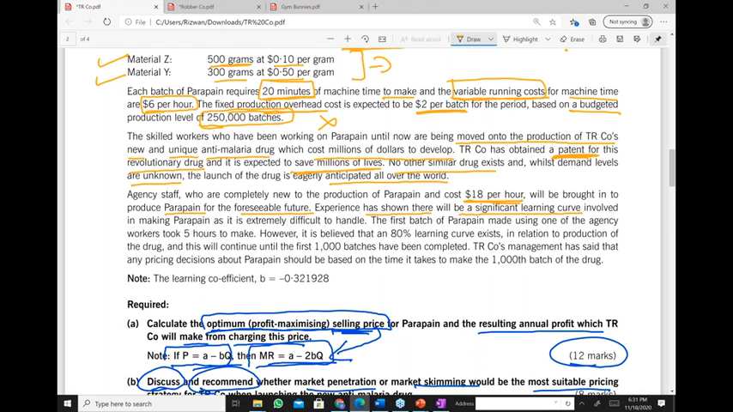Okay, let's move on. The first batch of paraffin made using one of the agency workers took 5 hours to make. That is the time for the first batch. However, it is believed that an 80% learning curve exists in relation to production of the drug, and this will continue until the first 1000 batches have been completed. The management has said that any pricing decision about paraffin should be based on the time it takes to make the 1000th unit of the drug. This means that you have to work out the cost of labor for the 1000th unit.